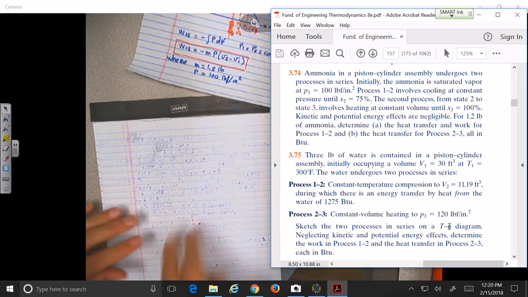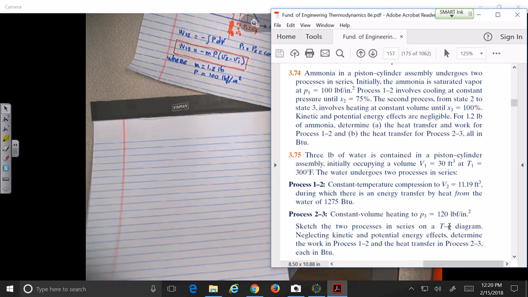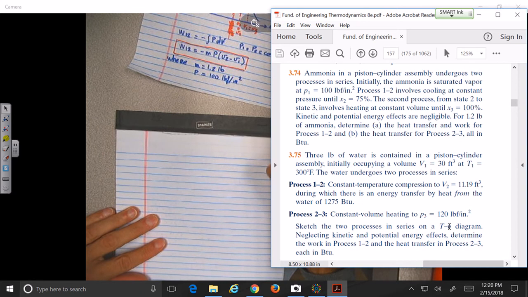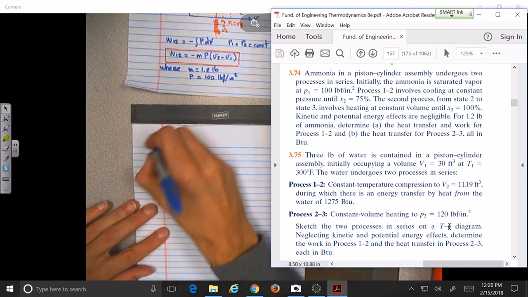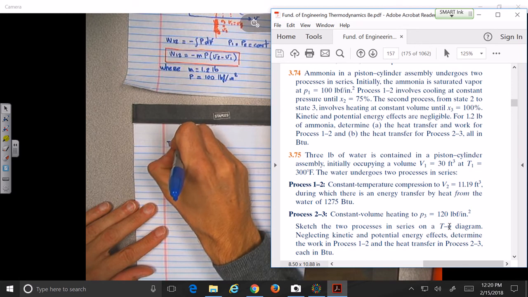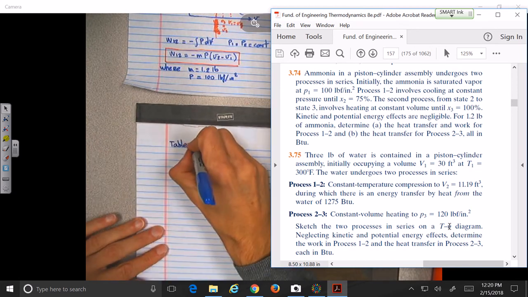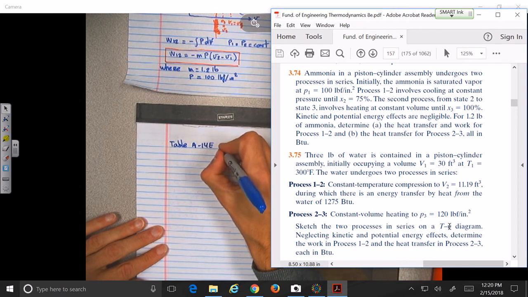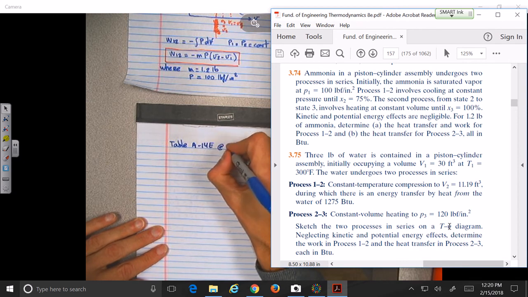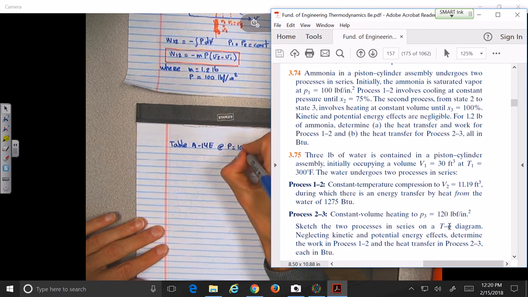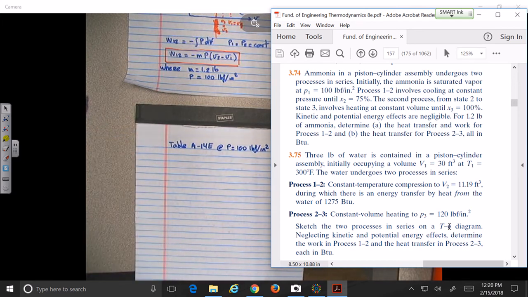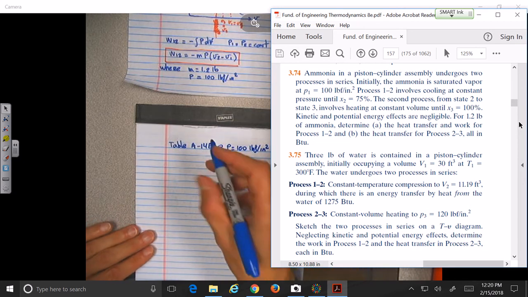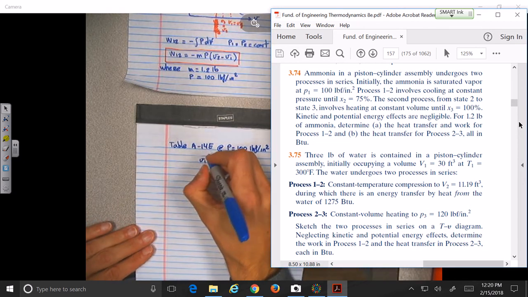So in order to find V1, we need to go to the table. I'll let you finish it. We go to the table. So what will be the tables we need to go? Table A14E at P equals 100. So let's do that very quick. You go to this table, and you're going to find that V1 will be equal to what?